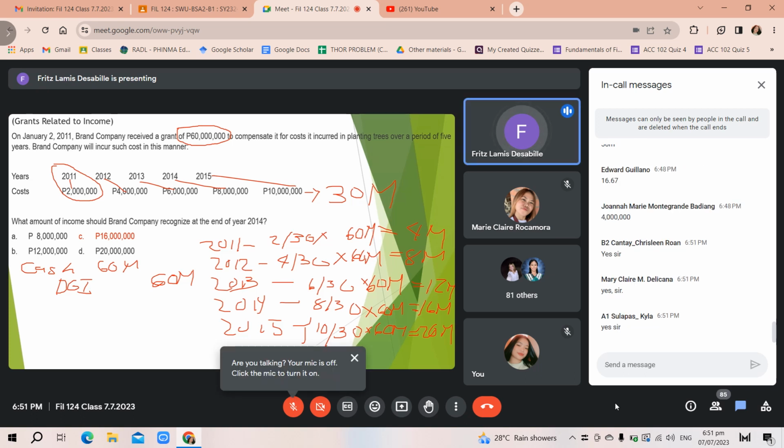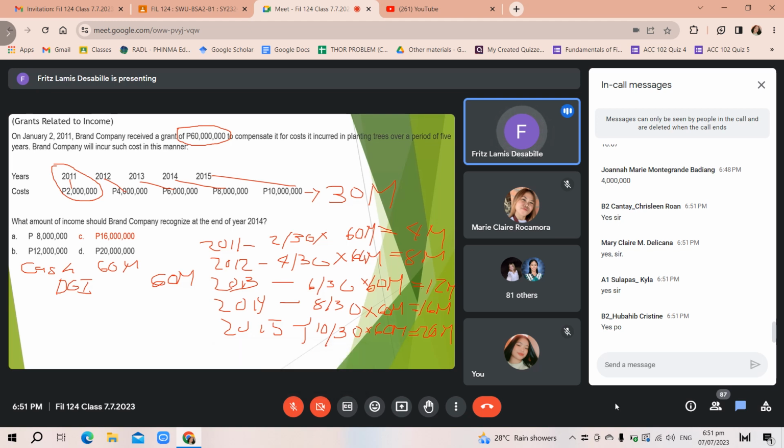Okay. Now, continuing. So, unsa man ni si 4 million? Unsa ni siya si 8 million? Unsa ni siya si 12, si 16, okay, 20? Ang tawag ani nila kay these are the deferred, these are the grant income recognized.